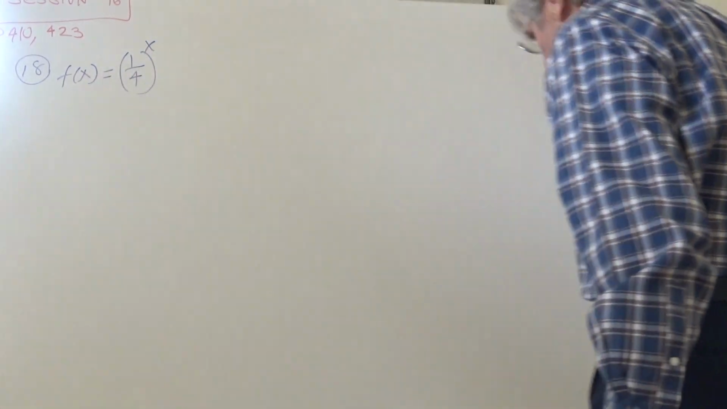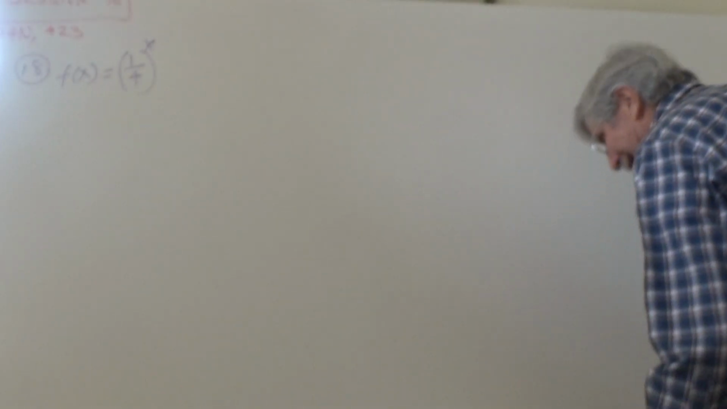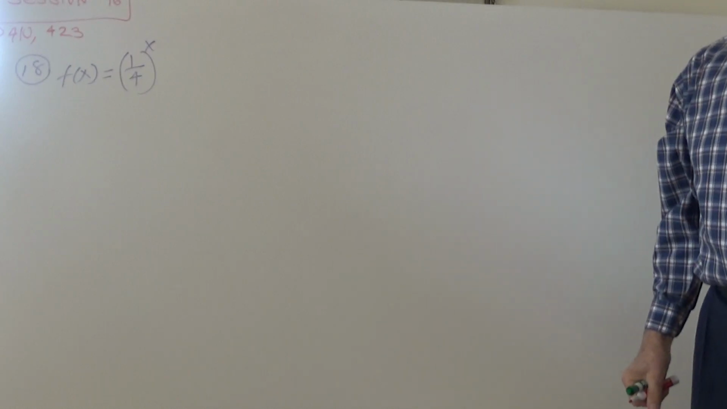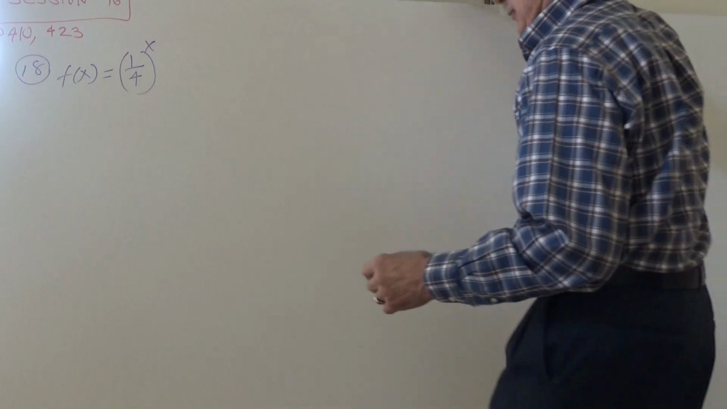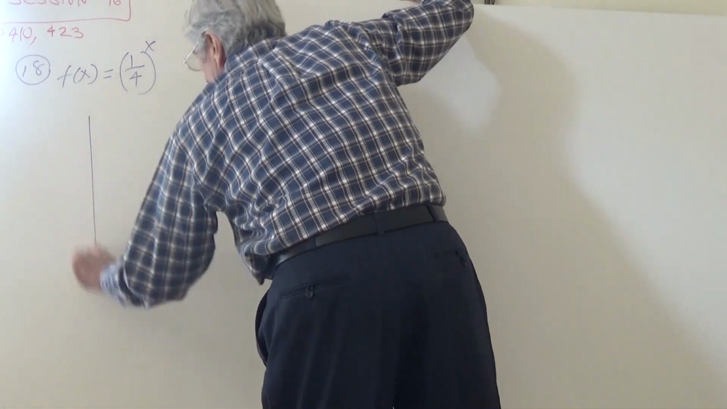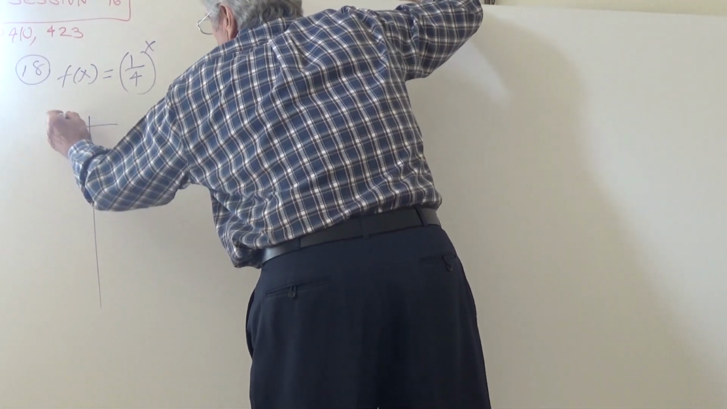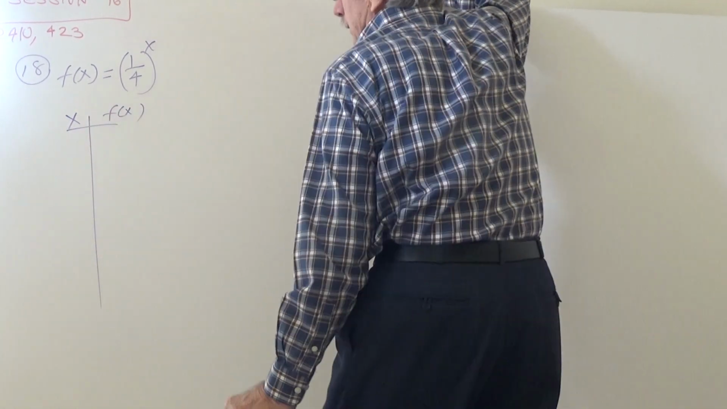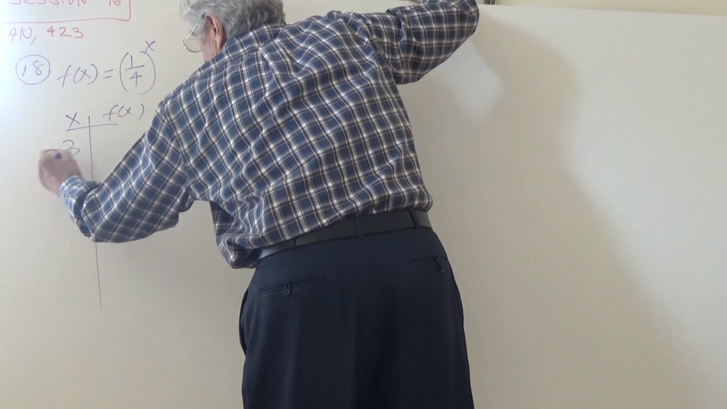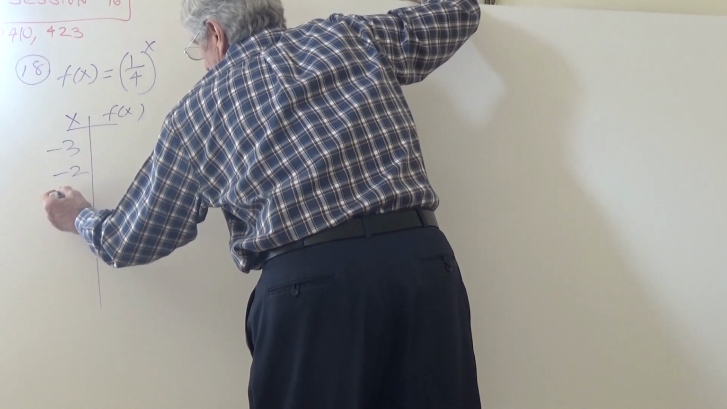F of x equals 1/4 to the x power for number 18. I'd like to make a sketch of this, a bit of a graph, but not terribly accurate, but a nice sketch if we can. We usually choose some numbers, x and f of x, or x and y. And we're going to choose maybe numbers between -3 and +3.